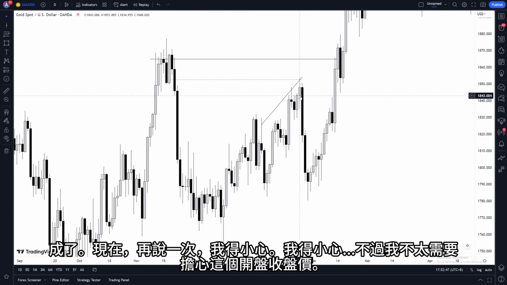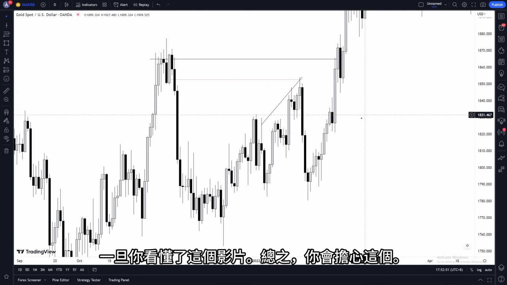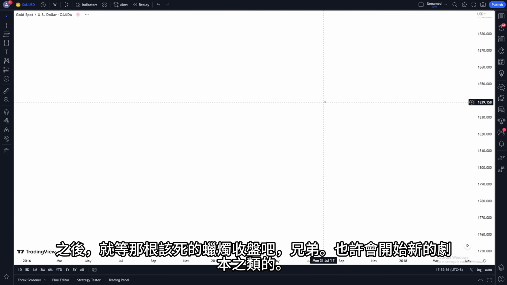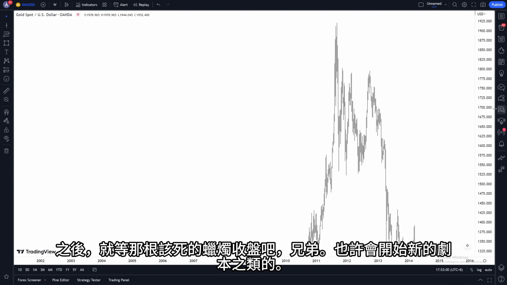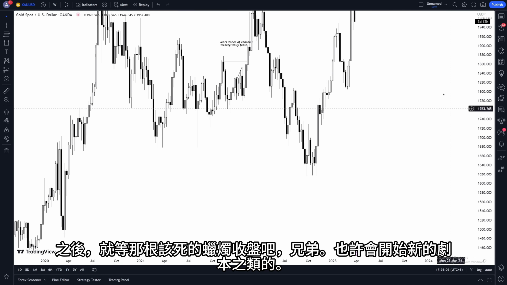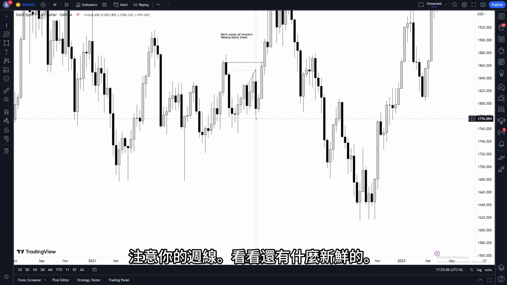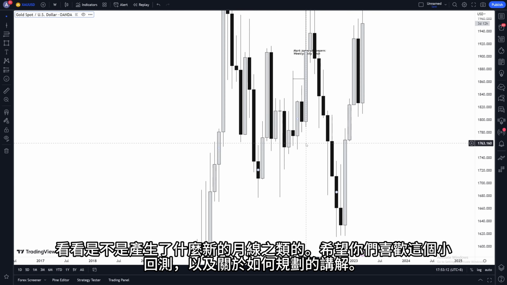Again, I don't have to be too worried about this open close once you understand this video right here. But anyway, you'd be worried about this. After that, just wait for the candle to close, bro. It's probably starting a new storyline, something like that, maybe. Oh, okay. It didn't, but yeah. So you pay attention there. Pay attention to your weekly. See what else is fresh. See if it created some random new monthly, things like that.